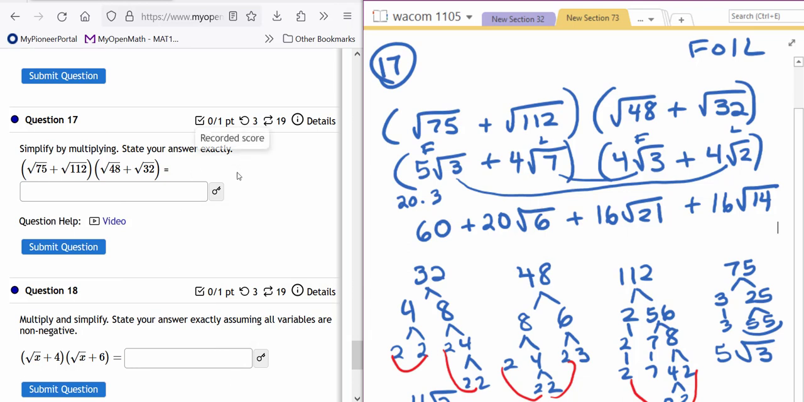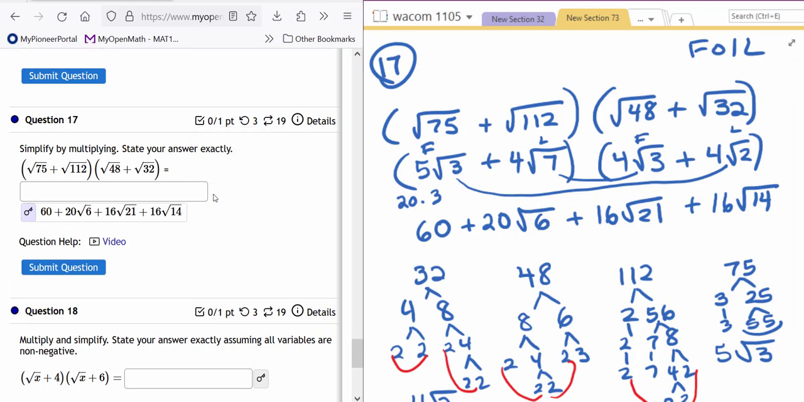So let's look and see if it is. So 60 plus 20 times square root of 6, 16 times square root of 21, and 16 times the square root of 14. So it wasn't very pretty. All right, I think we get to stop on that one. That's enough for today.